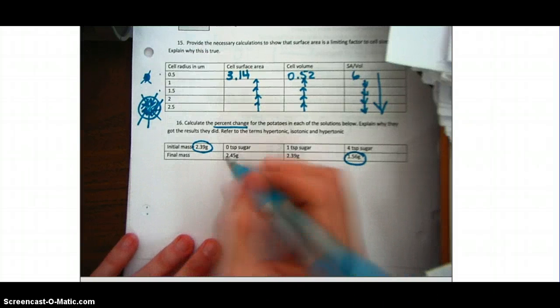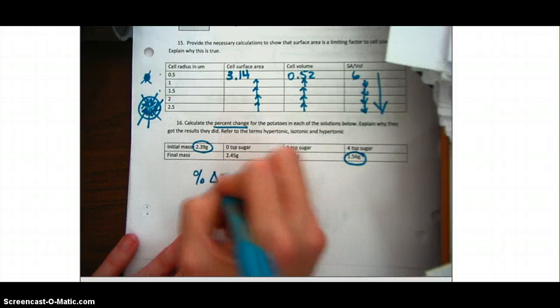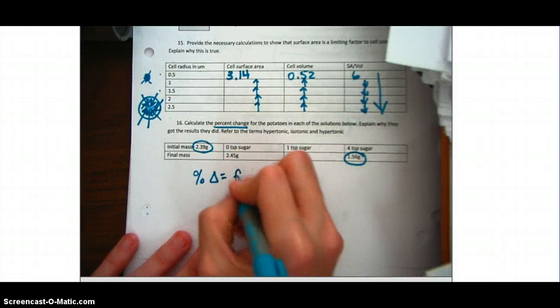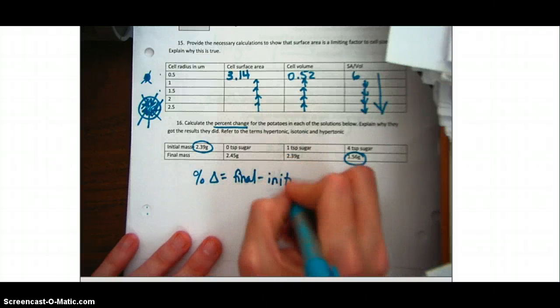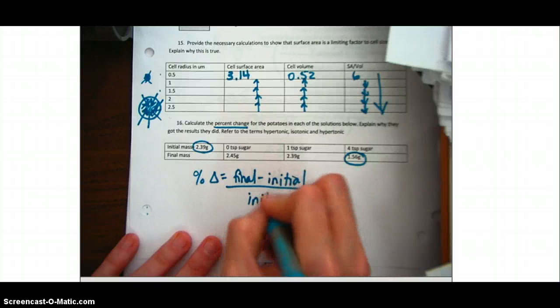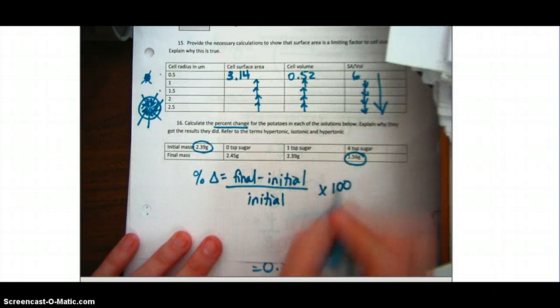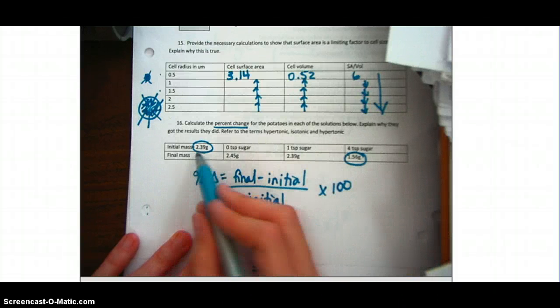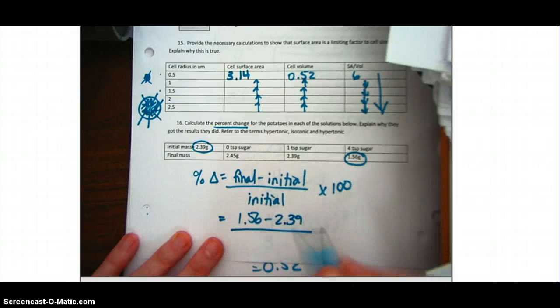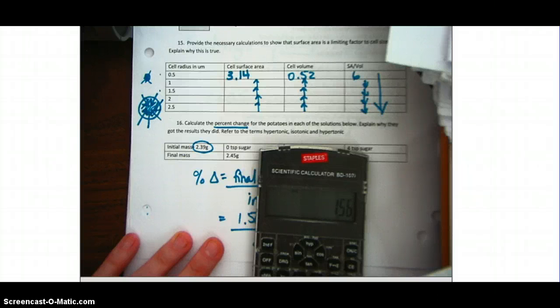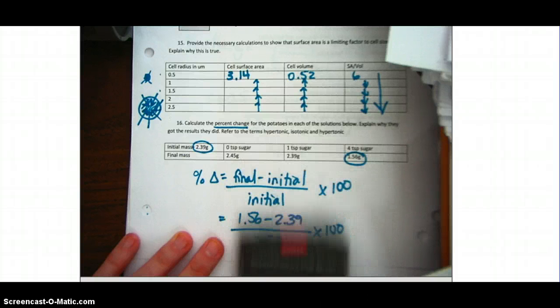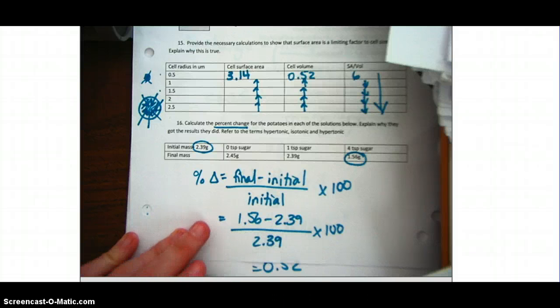All right. So percent change equals final mass minus initial, divided by initial, times it all by 100. The final mass here was 1.56. The initial mass was 2.39. Times it by 100. 1.56 minus 2.39, divided by 2.39. You get negative 35%.